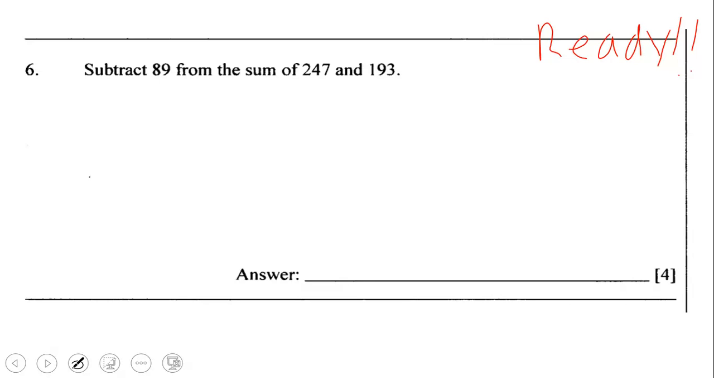We begin by reading the question. The question states the following: Subtract 89 from the sum of 247 and 193. Again, subtract 89 from the sum of 247 and 193. Now, I'm going to give you an opportunity to attempt this question on your own. So please pause the video, attempt the question on your own, and I'll see you on the other side of the pause.